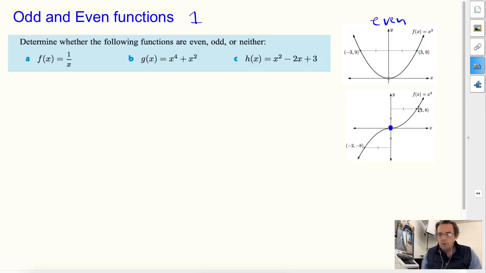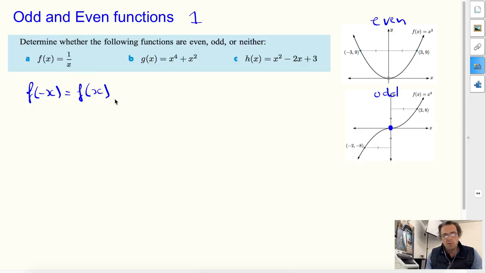Now, an odd function is symmetrical around the origin, like this. So a point up here gets reflected in the origin point and ends up down there. So it's a point reflection, whereas this is a line reflection. So that's odd.